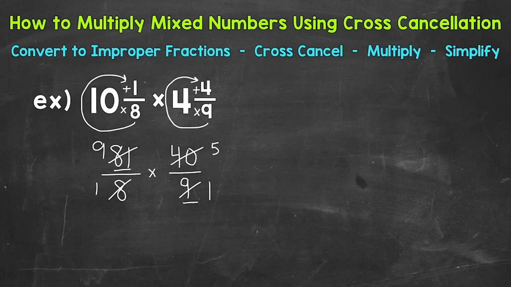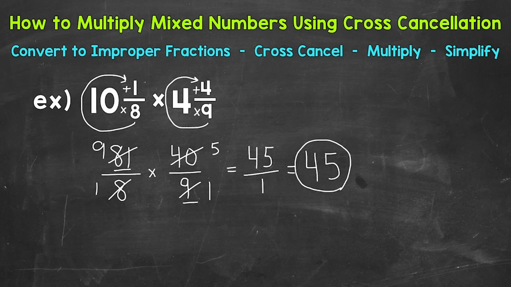Once we get to this point, we can multiply straight across. 9 times 5 is 45. And then 1 times 1 is 1. Now 45 over 1, that equals 45. So let's write our answer as a whole number instead of leaving it as an improper fraction. So our final answer, 45.